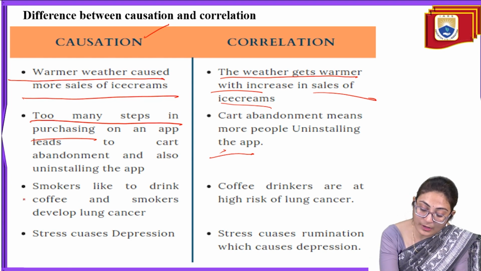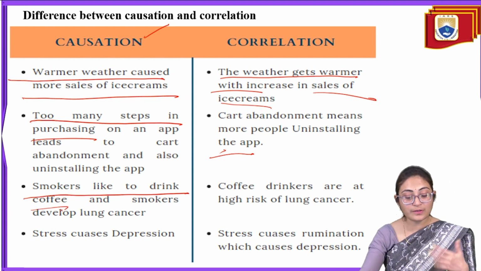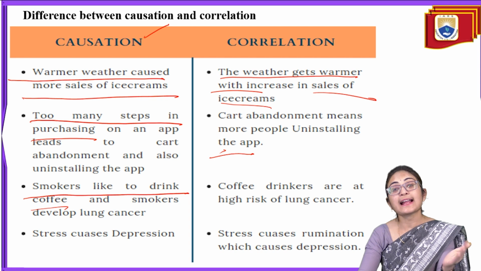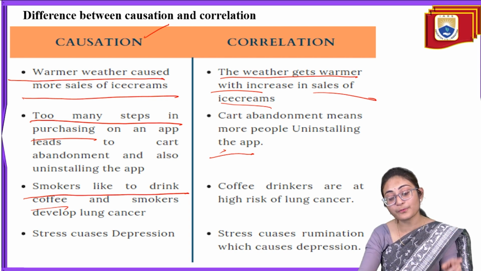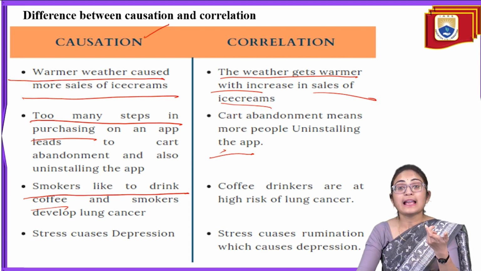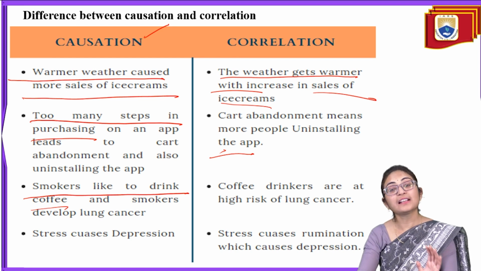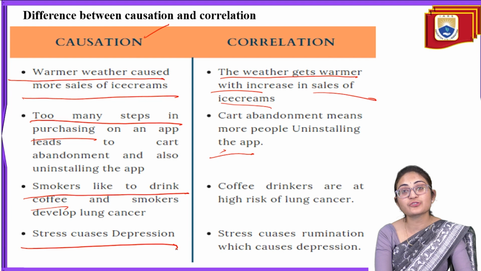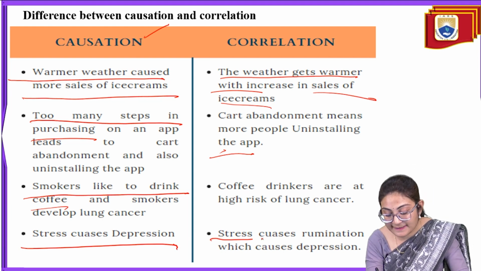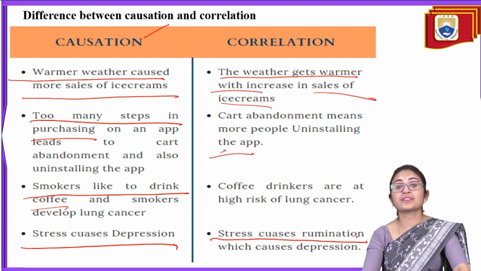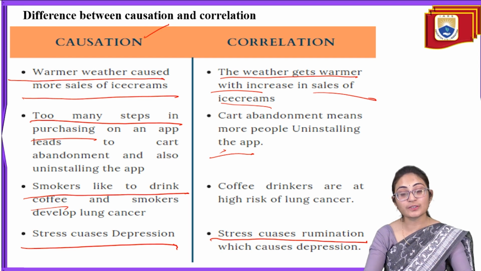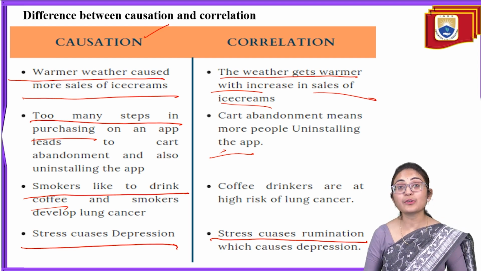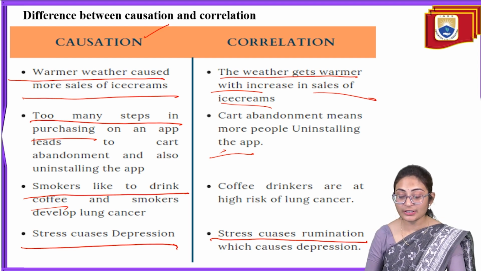Then causation: smokers like to drink coffee and smokers develop lung cancer. And the correlation is showing that coffee drinkers are at high risk of lung cancer. And the causation is showing that stress causes depression, and correlation is showing that stress causes rumination, which causes depression. So this is all about causation and correlation.